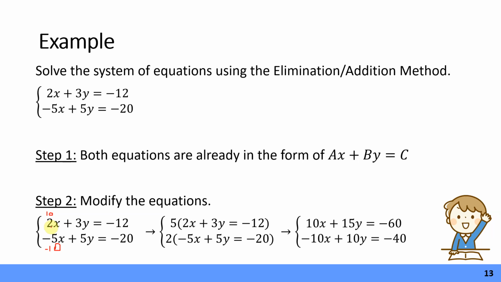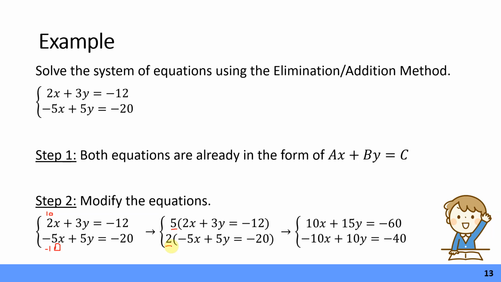Now, my question is, how do I make a 2 into a 10? Well, I'm going to multiply it by 5, okay? Now, how do I make the bottom number into a -10? Well, all I have to do is multiply this -5 times 2, okay?